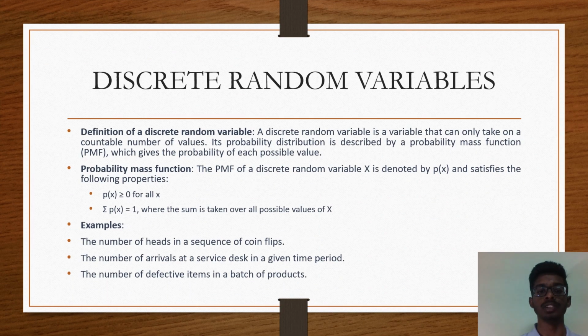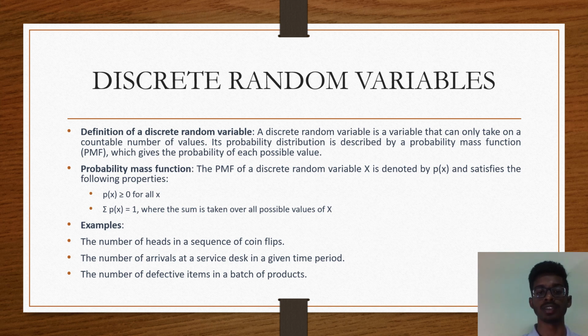Discrete random variable. A discrete random variable is a variable that can only take on a countable number of values. Its probability distribution is described by a probability mass function, which gives the probability of each possible value. Generally, a probability mass function describes the probability of each value, which lies between 0 and 1. It gives each possible value of a probability of an uncertain event.